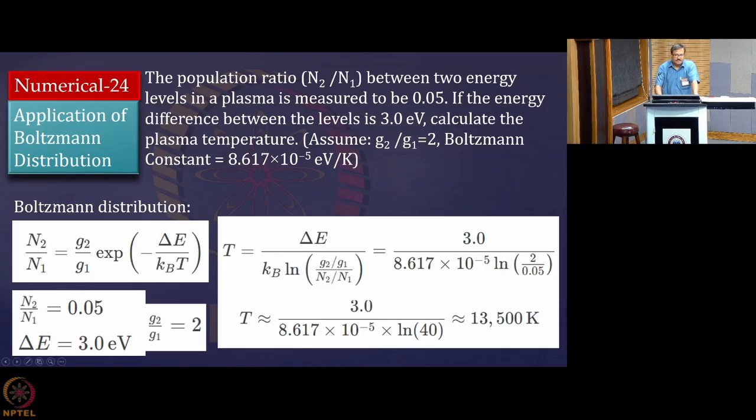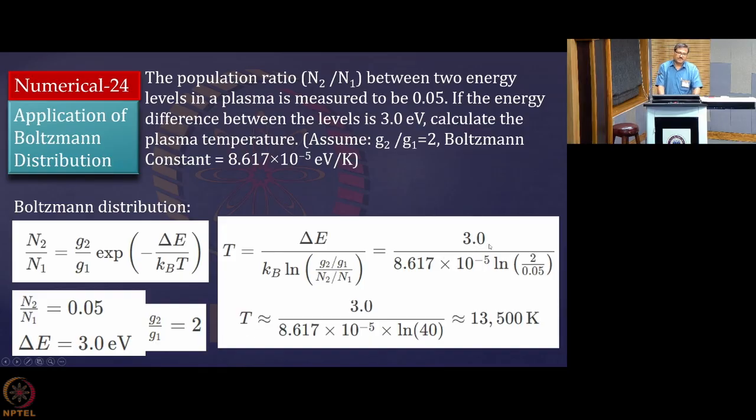So if you take this formula directly, you can reach here that T is equal to ΔE divided by Kb log of (G2/G1)(N2/N1). So the temperature can be directly obtained from this once you know G2/G1, N2/N1 and ΔE. I have just extracted T from this relation, and it comes to be like this. What are you getting? You just put in all the values.